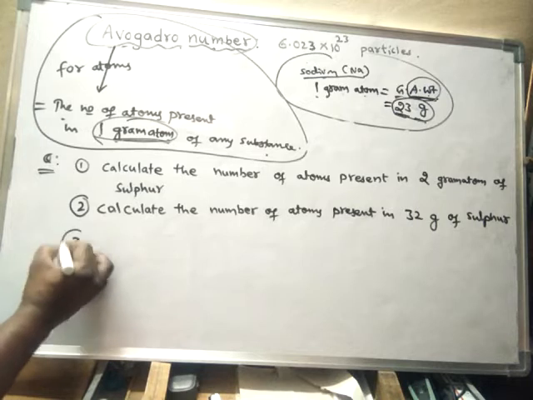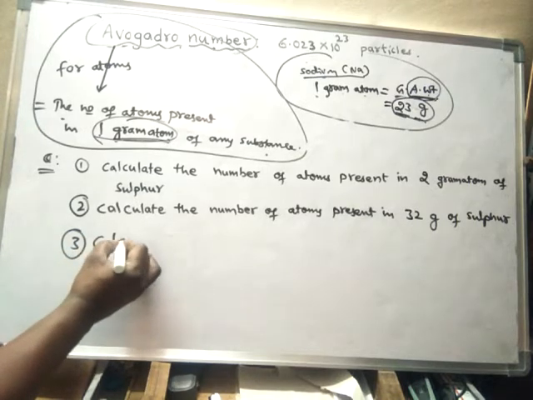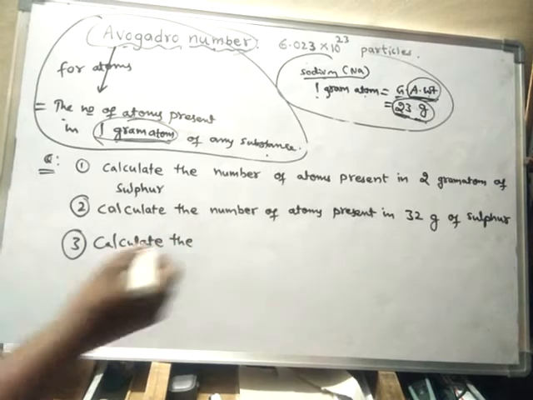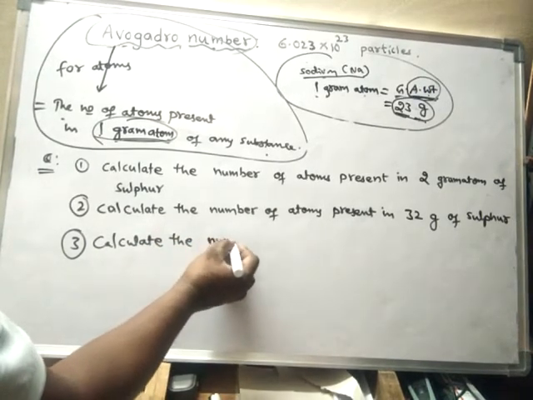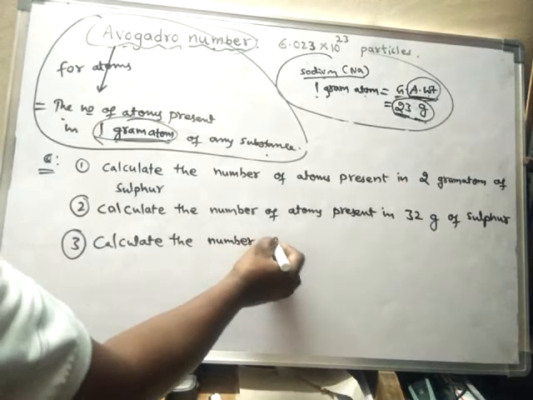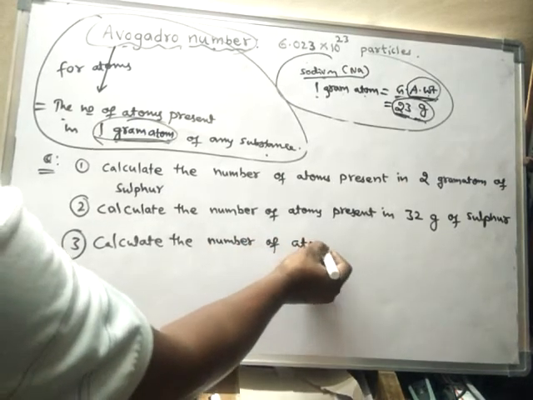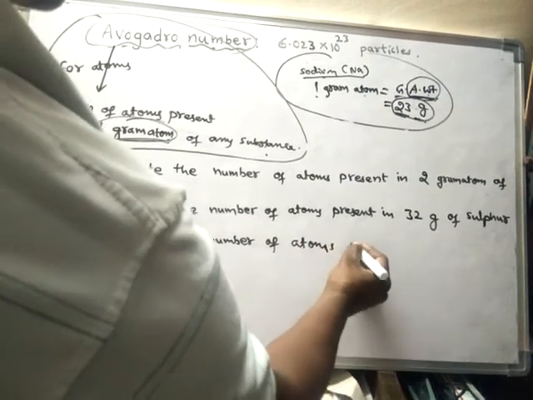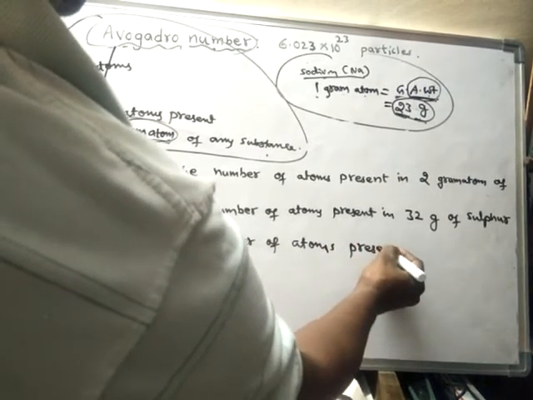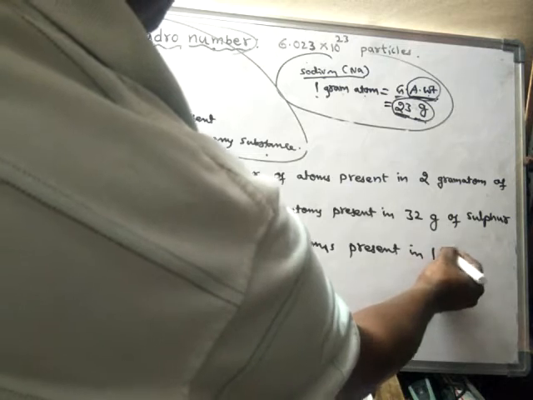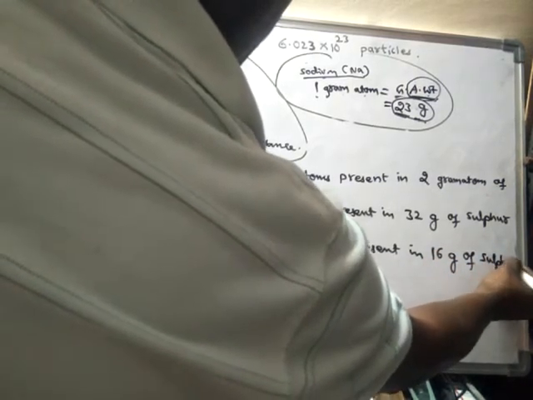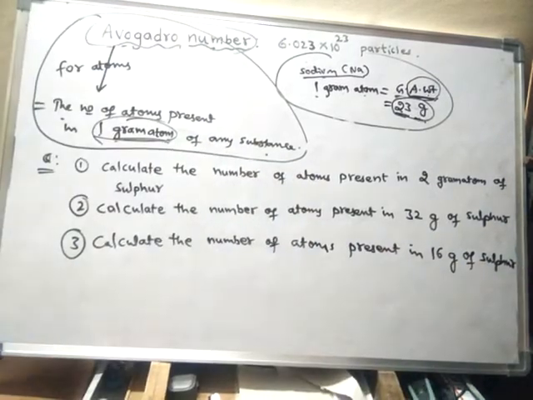One more question. Calculate the number of atoms present in 16 grams of sulfur. And one more question.